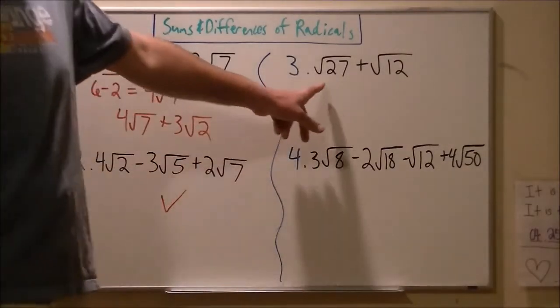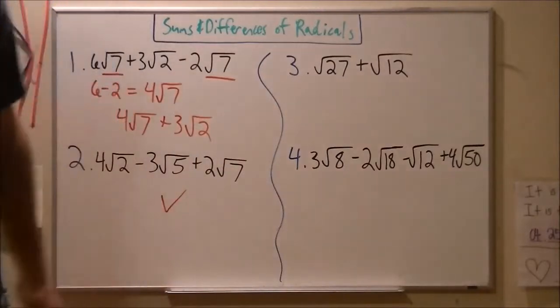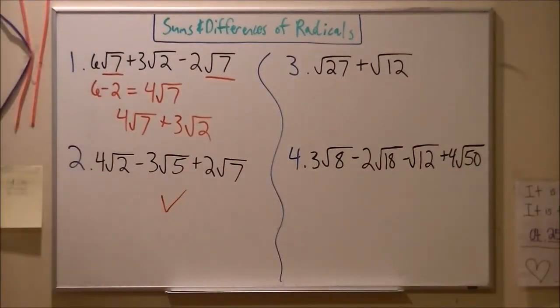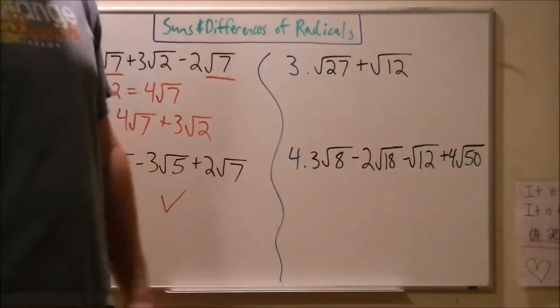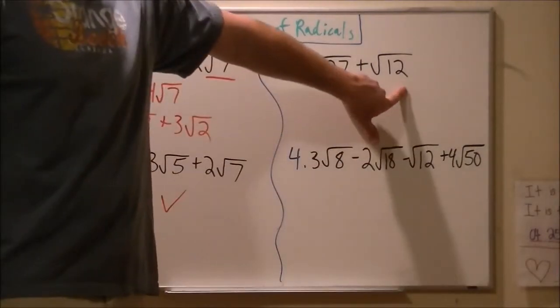On number 3, I have the square root of 27 plus the square root of 12. Okay? Square root of 27 plus the square root of 12. Now, are the bases the same?